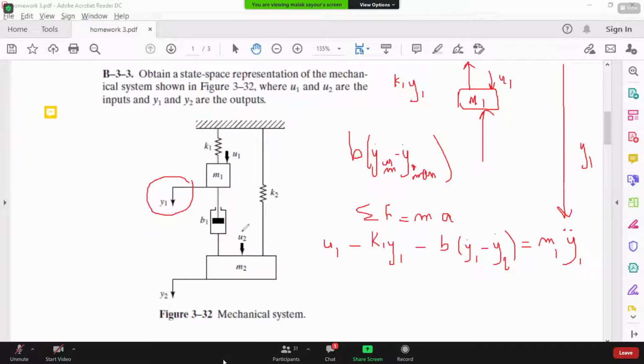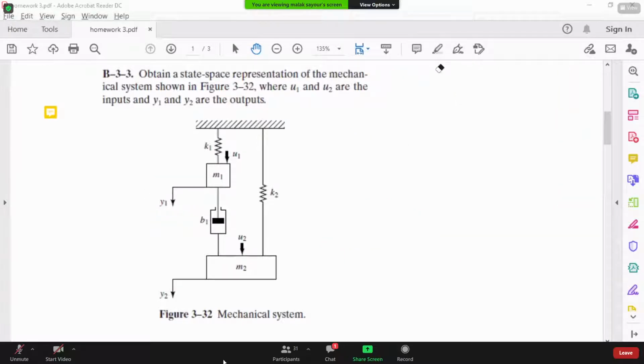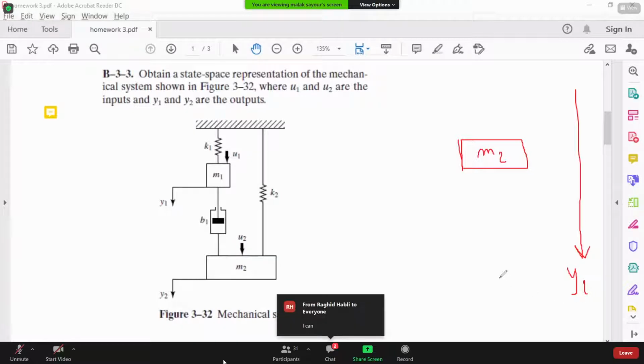We do the same thing for the other mass. So I'm going to erase all and start again. Can anyone help me draw the free body diagram for the second mass? So that's M2. Do we have any volunteer? Just don't write in the chat because I can't. Okay, Ragid, go ahead. Can I draw or do I tell you? Yes, you can draw and you can tell me.